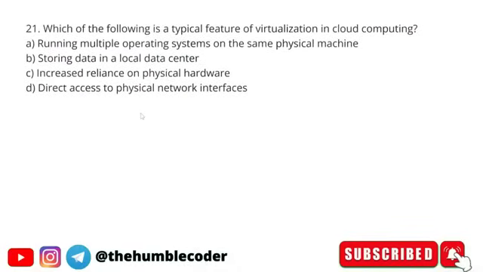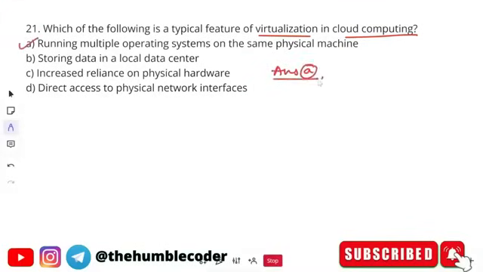Let's move on to the next question, which is which of the following is a typical feature of virtualization in cloud computing? Okay, let's see the options that we have. Running multiple operating systems on the same physical machine. Option B is storing data in a local data center. Option C is increased reliance on a physical hardware. Option D is direct access to physical network interfaces. The correct answer in this case is going to be option number A, that is running multiple operating systems on the same physical machine. That is the main or typical feature of virtualization in cloud computing.